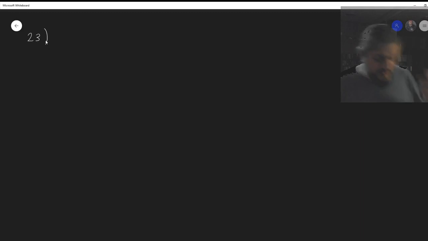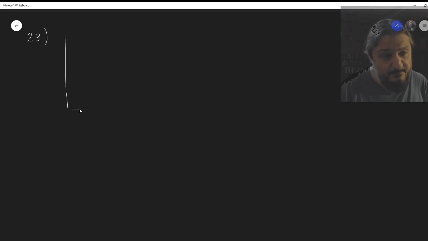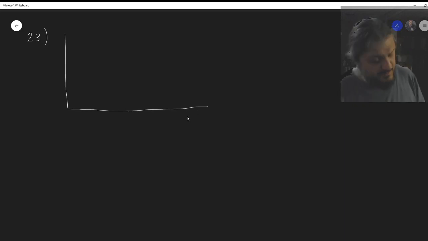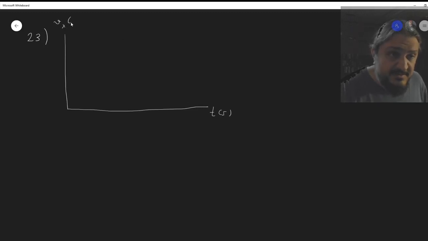It says speedometer readings are obtained and graphed as a car skids to a stop along a straight line path. Okay, so we're basically talking about slowing down, alright? So I'm going to try to draw that. And this will be the time axis, of course. And this will be the velocity in the x direction in meters per second. So time goes from 0 to 16.